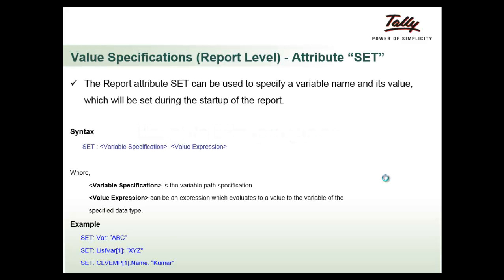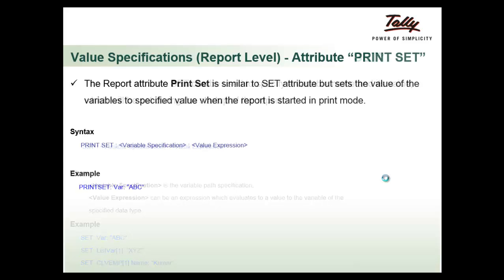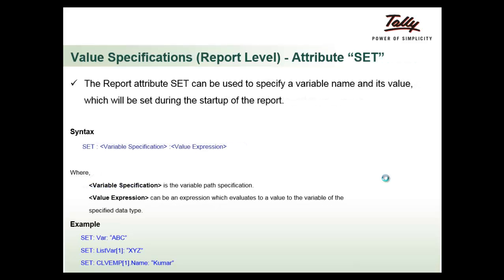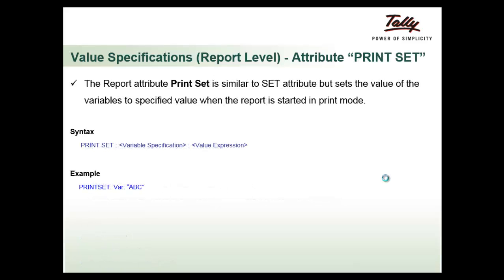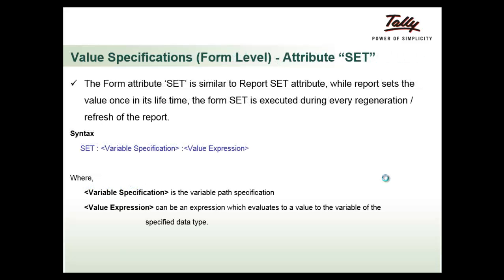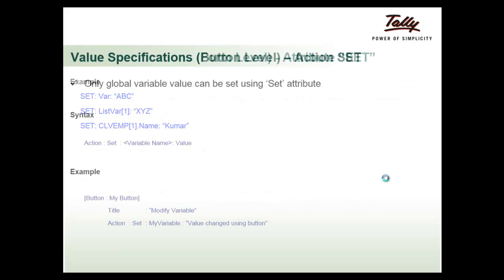So we started with the set attribute. With the help of set attribute at report level, you can specify the value of a variable, and with the help of print set you can set the value of the variable, and the value of this variable will be set only in the print mode of the report. And in form level there is a set attribute with which you can set the value of the variable, and in contrary to the set attribute which is at the report, this value will get refreshed whenever the form gets refreshed.